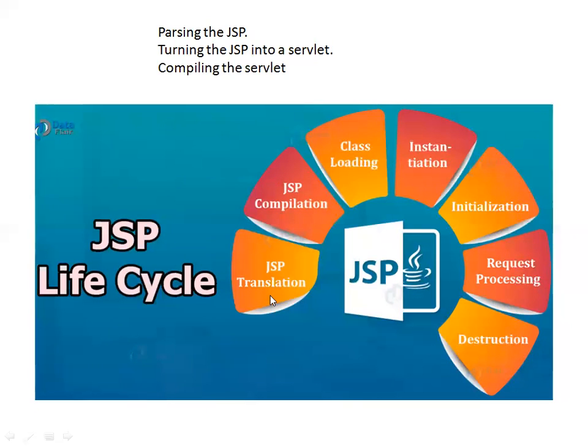servlet code. As we all know, servlet code has the extension .java. Once the servlet code is created by the web container, it is moved to the second stage. So during the JSP compilation, the servlet code is compiled and it will create bytecode. As we all know, bytecode has the extension .class. Once the class file is created for the servlet, it is moved to the third stage.